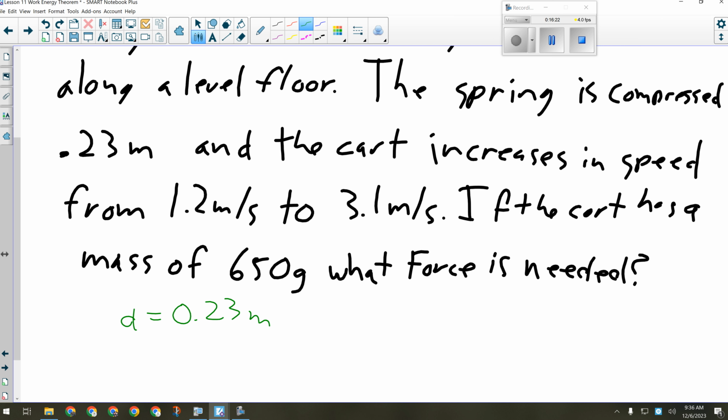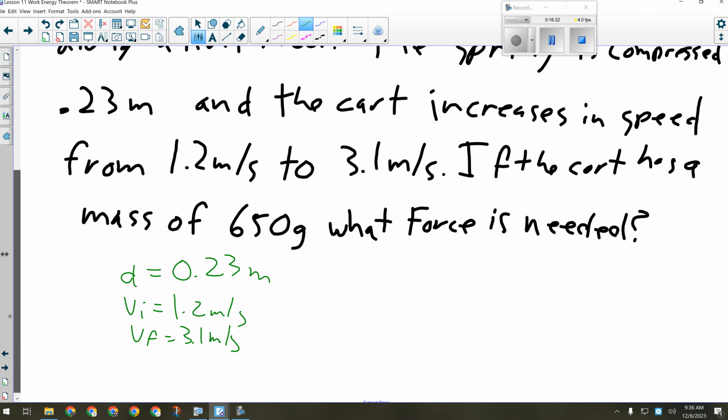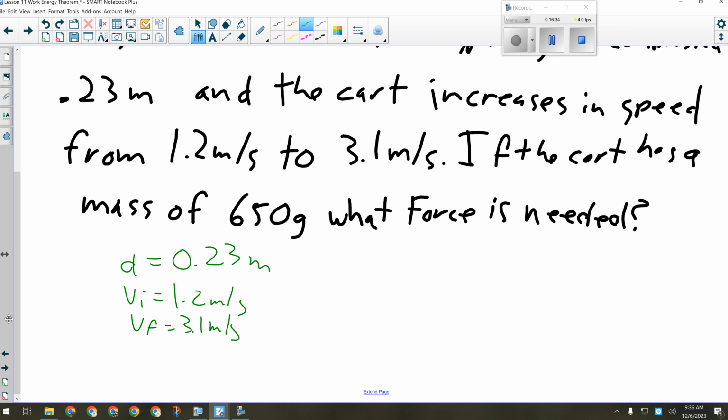Okay, and the cart increases in speed from 1.2 meters per second to 3.1 meters per second. Okay, and the cart has a mass of 650 grams. What does it need to be in? Kilograms. Okay, what force is needed?